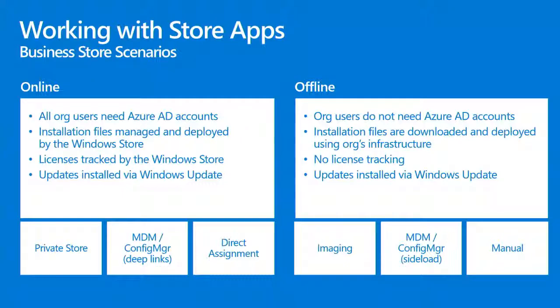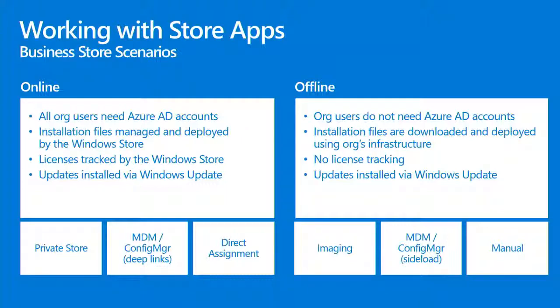From an online perspective, we can acquire an application and then make it available through the private store. It then shows up on the client for them to select it and install it. We can deploy it using MDM or Config Manager just by using the equivalent of a deep link that we have today with Windows 8.1, or we can even directly assign it to a user. We could say this Azure Active Directory account should be allocated one license for this application. They then can get a notification where they click a link and it installs the app for them.